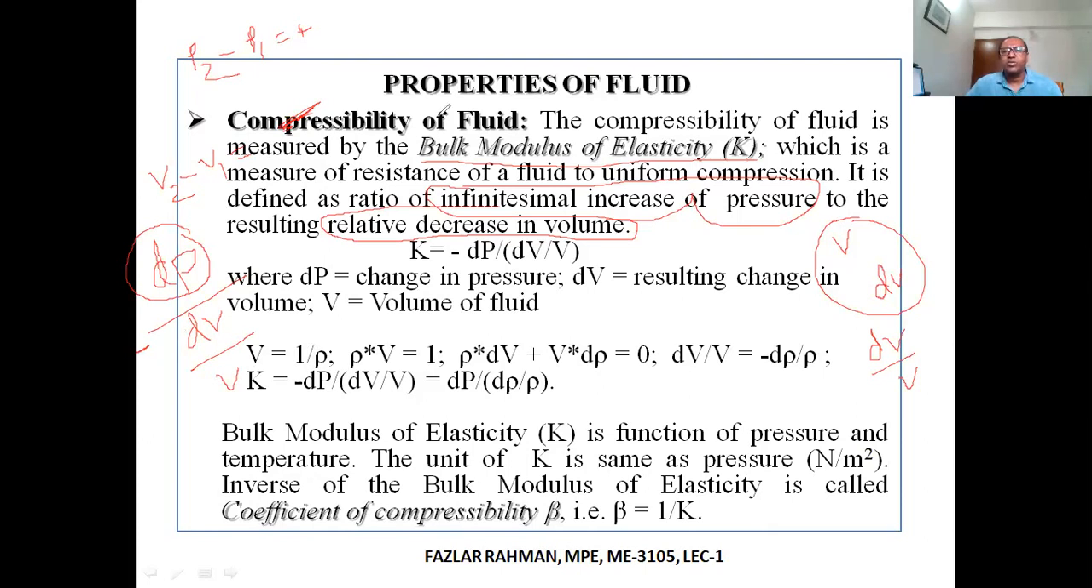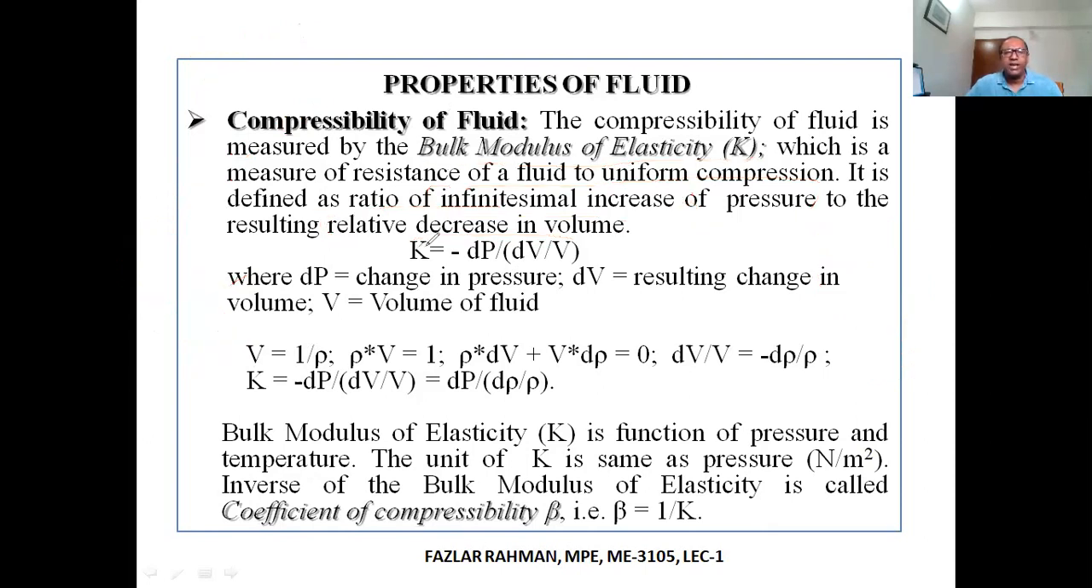Okay. So it is defined by K equal to minus dP divided by dV by V. What is dP? Change in pressure, and dV is the resulting change in volume. And V is the original volume of the fluid. And this definition we can express in terms of the density of the fluid. So let's see how we can do it.